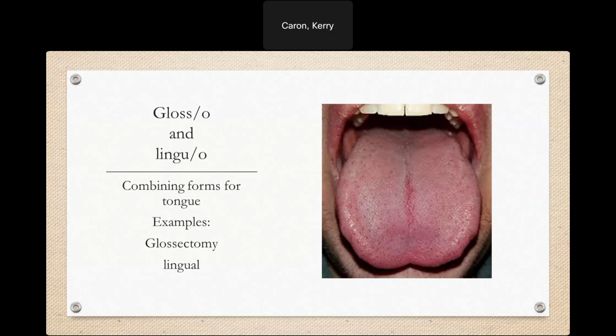Glosso and linguo, think about it if you are bilingual, you speak two languages. Linguo is tongue. So bilingual literally means tongue of two. A glossectomy would be removal of the tongue. Glossal piercings you might have heard of. But glosso or linguo are tongue.